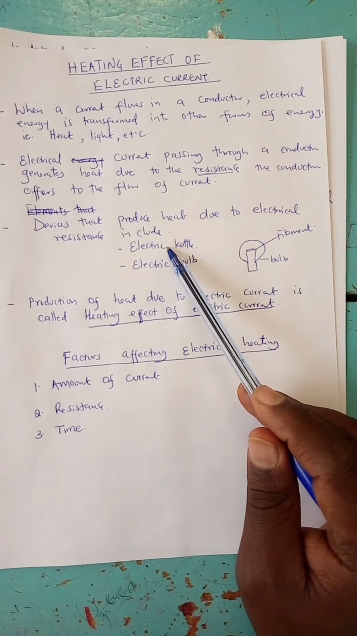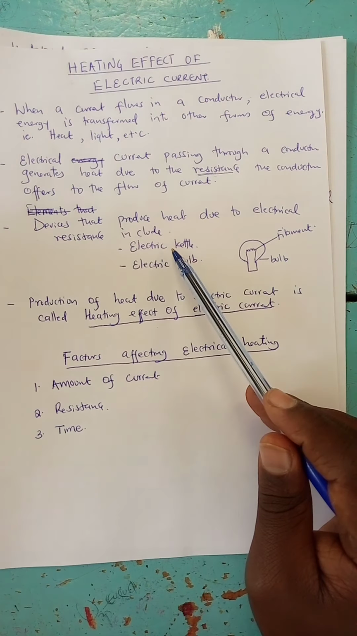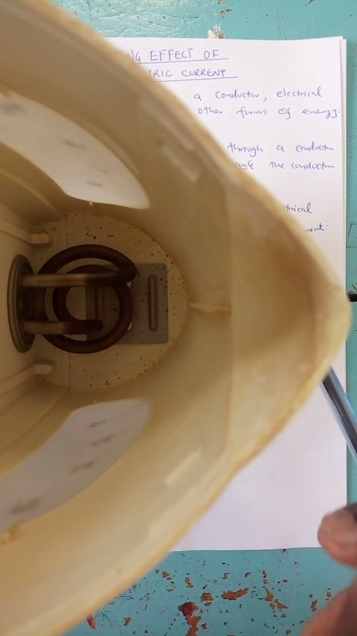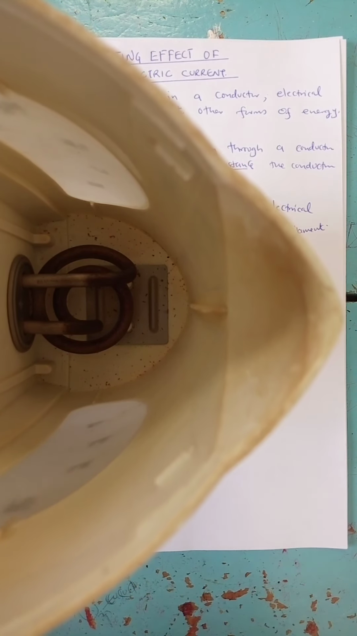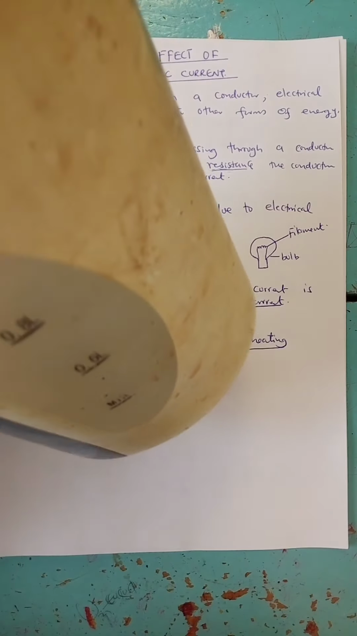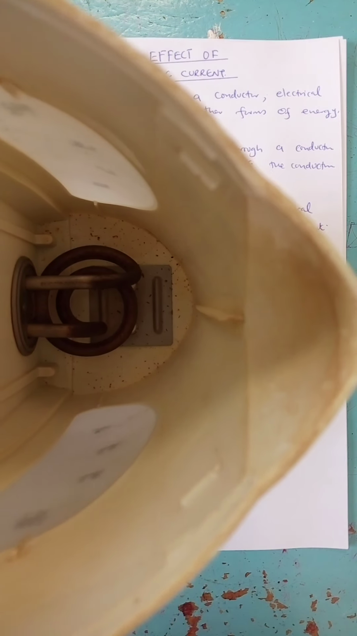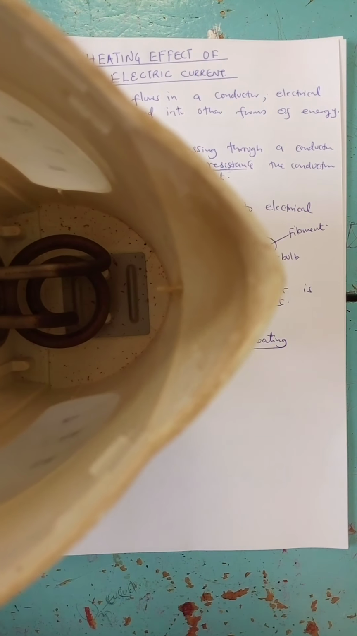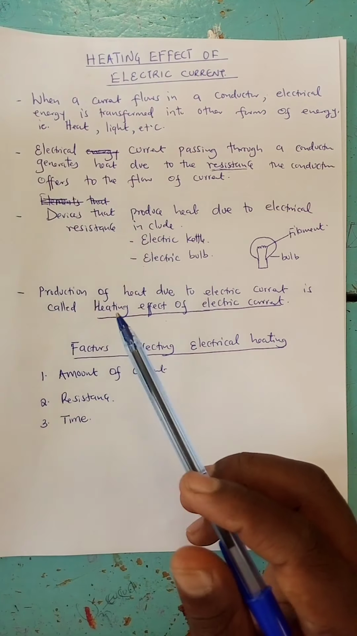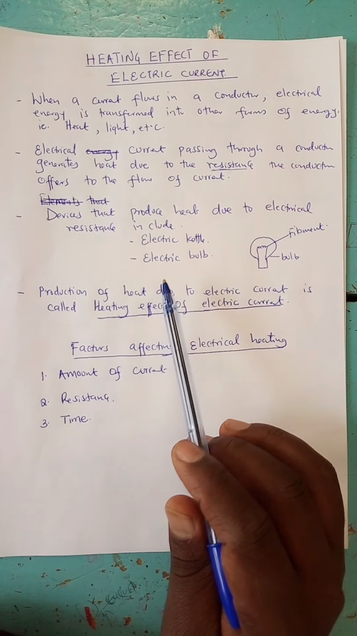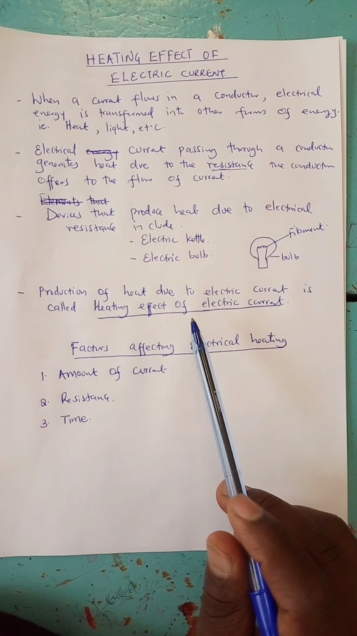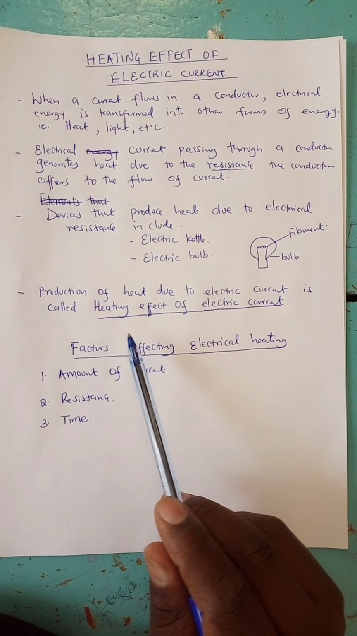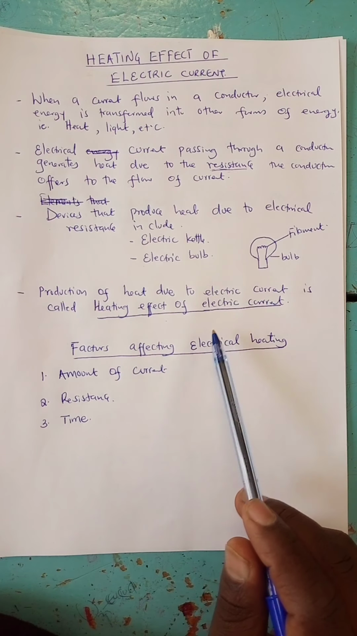We have another one, which is the electric kettle. So I know you know this electric kettle, there's something inside. There's a coiled wire, and this coiled wire is the one that produces the heat, which heats the water that we put in that kettle. So this is the electric kettle. This one is used at home, of course, to heat the water. So we have the production of heat. The production of heat due to electric current is called heating effect of electric current.